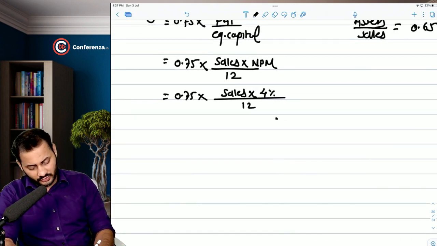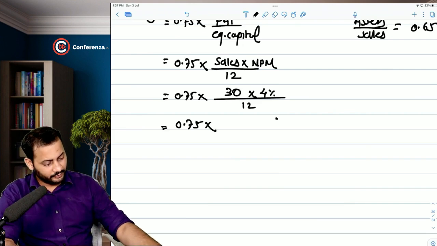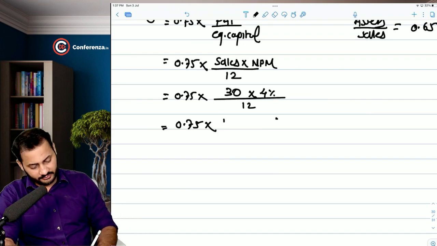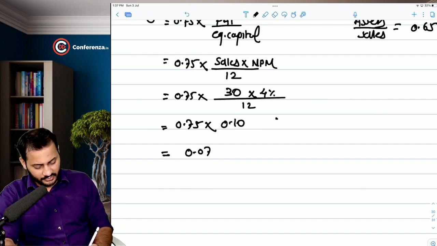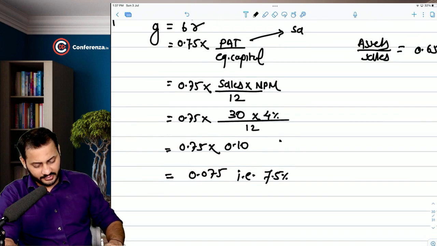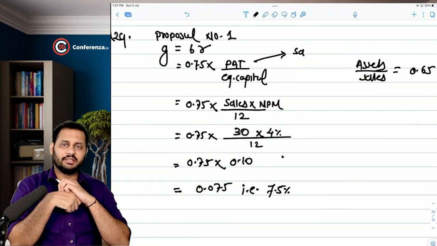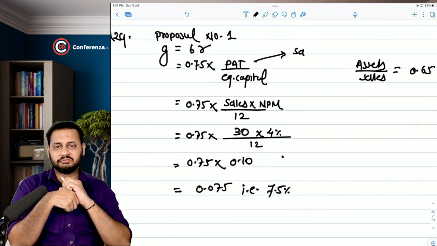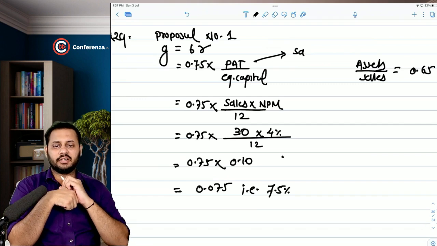Now we also have the sales figure, right? That is 30 lakhs. So let's just find out 0.75 into 1.2 divided by 12, that is 10%, or we can say 0.10, which goes down to 0.075, that is the growth rate is 7.5%. Am I right? The entire process, do you think anything is wrong in here? Nothing. So the entire growth rate is 7.5%.